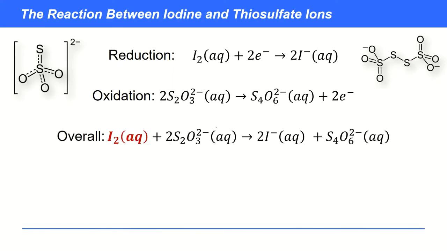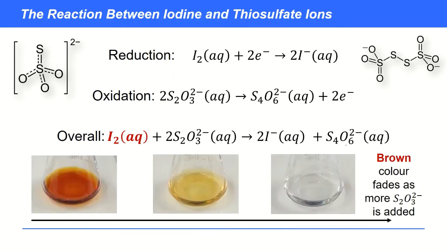So if we put these together, we get the overall equation for this reaction, which is shown here. And the key point here is that the iodine has this brown colour. And so as the titration proceeds and you add more and more thiosulfate, nothing else here, these are all colourless. All these other substances are colourless, and so gradually the iodine brown colour becomes a yellow colour as you add more thiosulfate, and eventually it goes completely colourless.